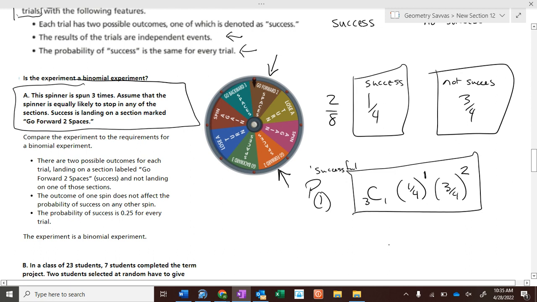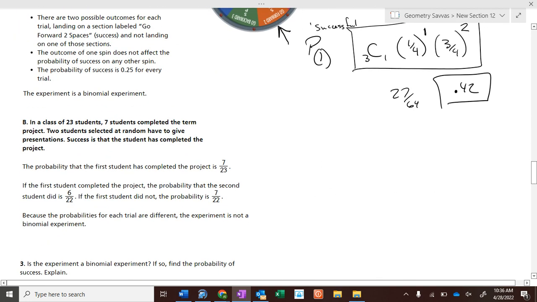What? 27 out of 64, which is what as a percent? So 42% of the time, you're going to be successful.